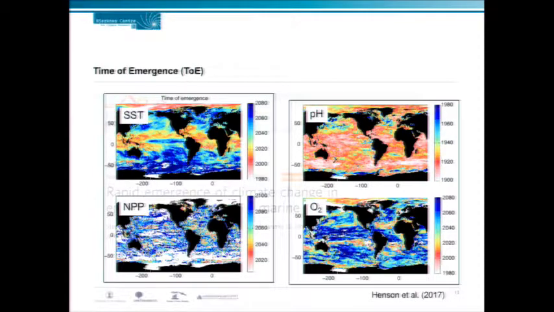If you look at the North Atlantic, most of this region shows the time of emergence a bit late, towards the end of the 21st century. pH is earlier because we know the ocean is acidifying due to the uptake of CO2 very early on. But if you want to look at the circulation change, you don't want to look at pH, you want to look at variables like hydrography or, for example, oxygen.